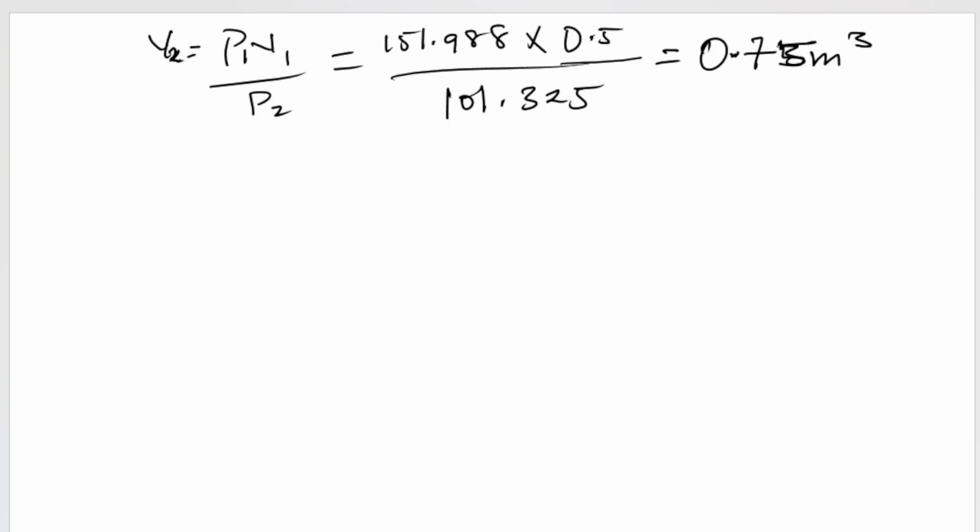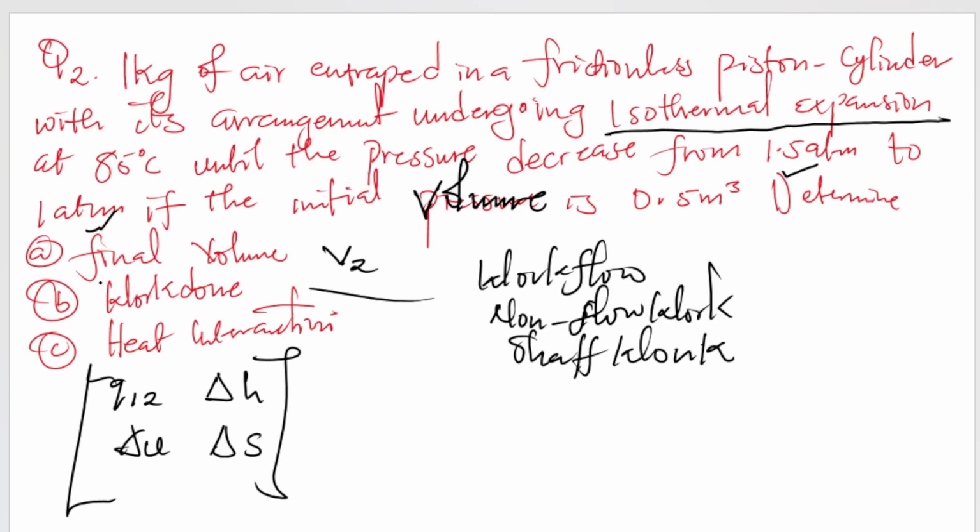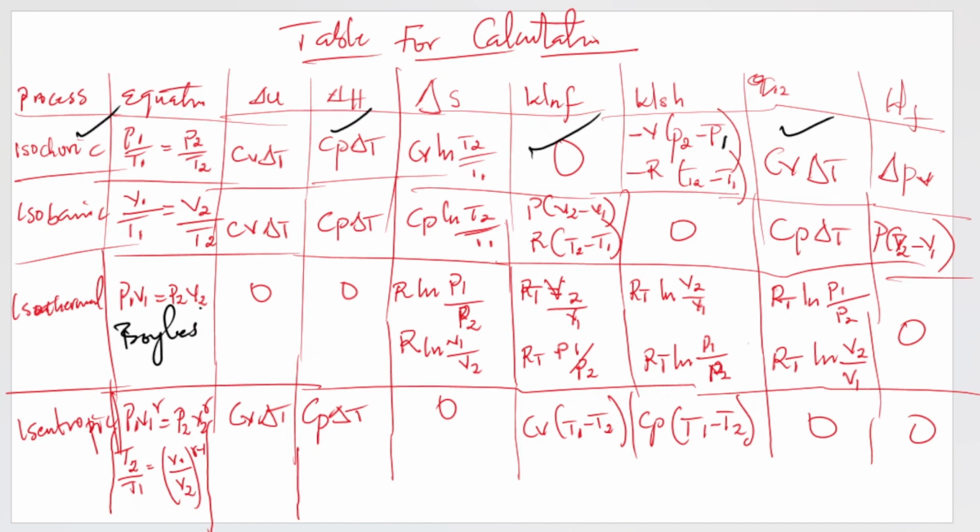Now what's the next thing we have to calculate? It is our work done. And I said for you to calculate your work done, you need to calculate the flow work, the non-flow work, and the shaft work. Are we together? Now let's go back to our given table for us to know what our flow work will be.